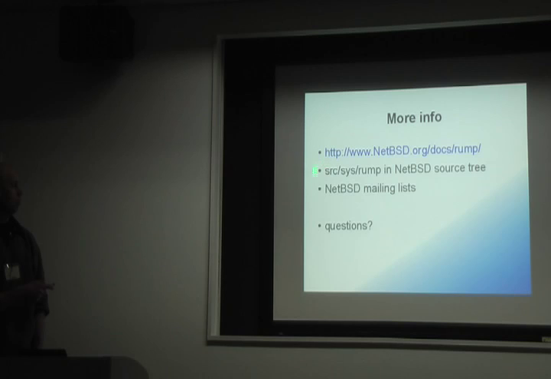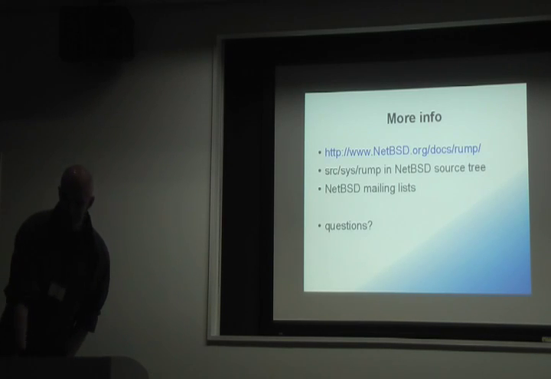If you want to look at the code, it's in the NetBSD tree, fairly self-contained under sources sysrump. And there's a little web page which attempts to summarize most of the important things. And you can ask on the NetBSD mailing lists. Thank you.